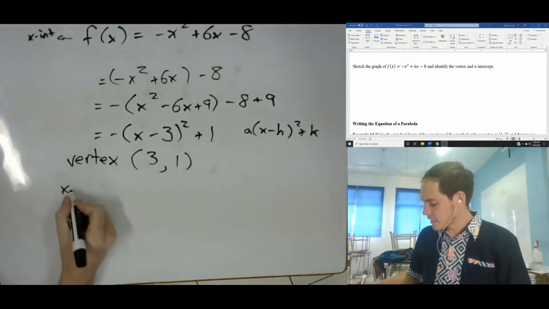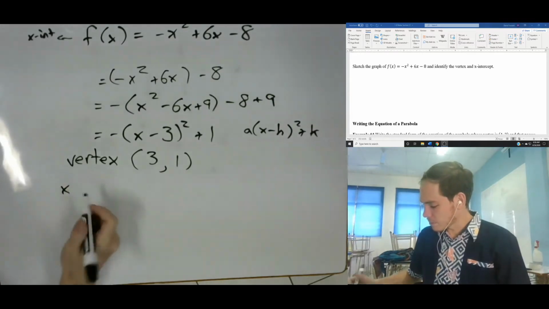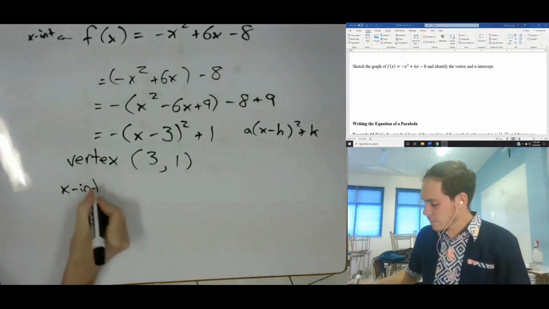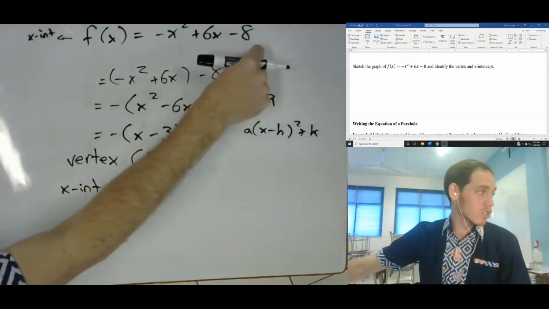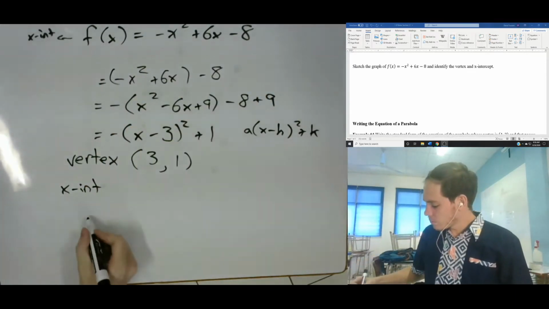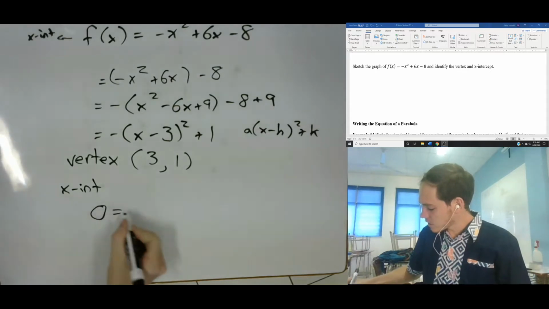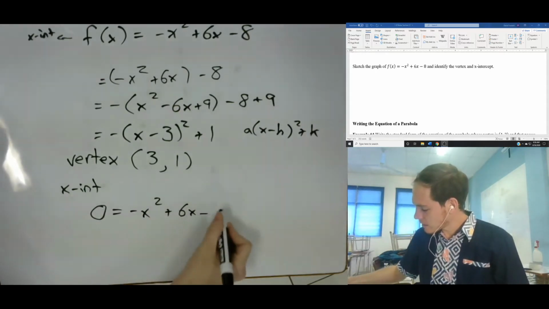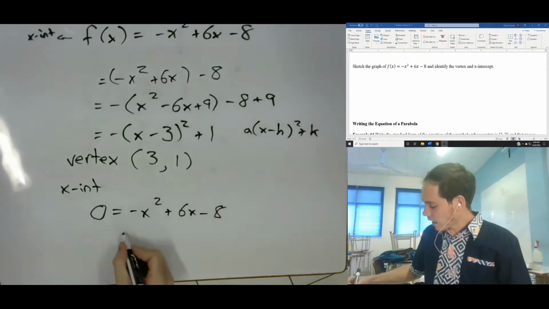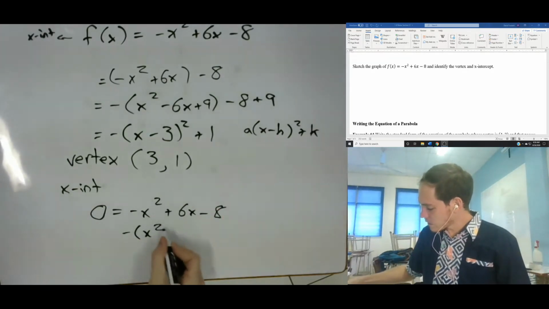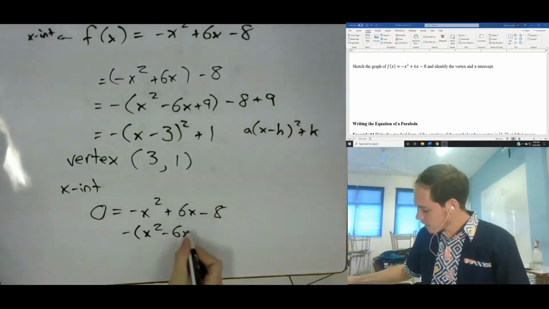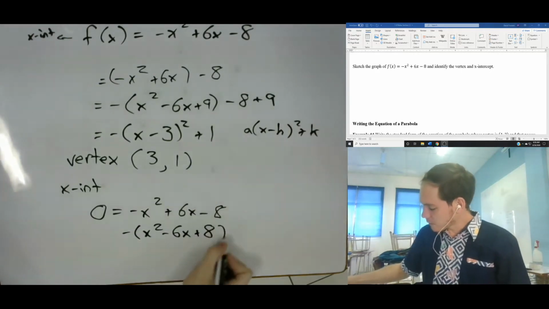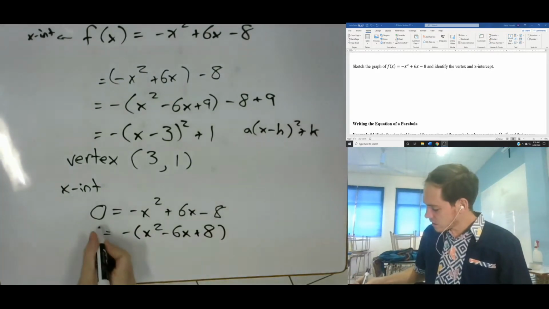Now what about our x-intercepts? Our x-intercepts are actually affected by this starting equation. So what we do is we set 0 equal to negative x squared plus 6x minus 8, and I have a preference on how I solve this. You do not have to do it this way. I like taking out the negative because it's just easier.